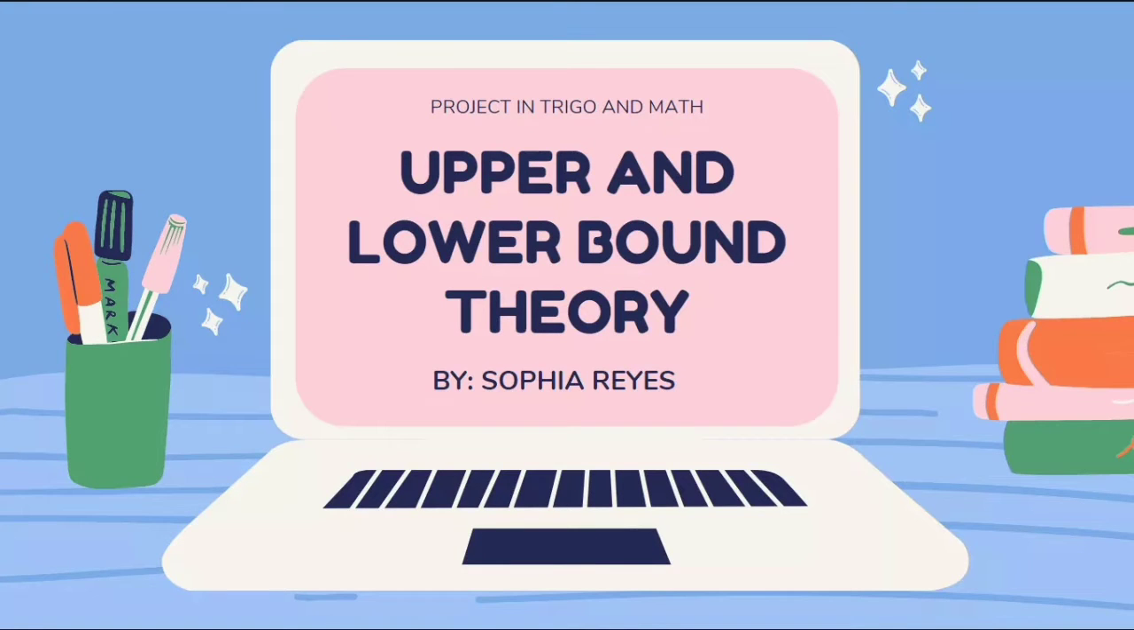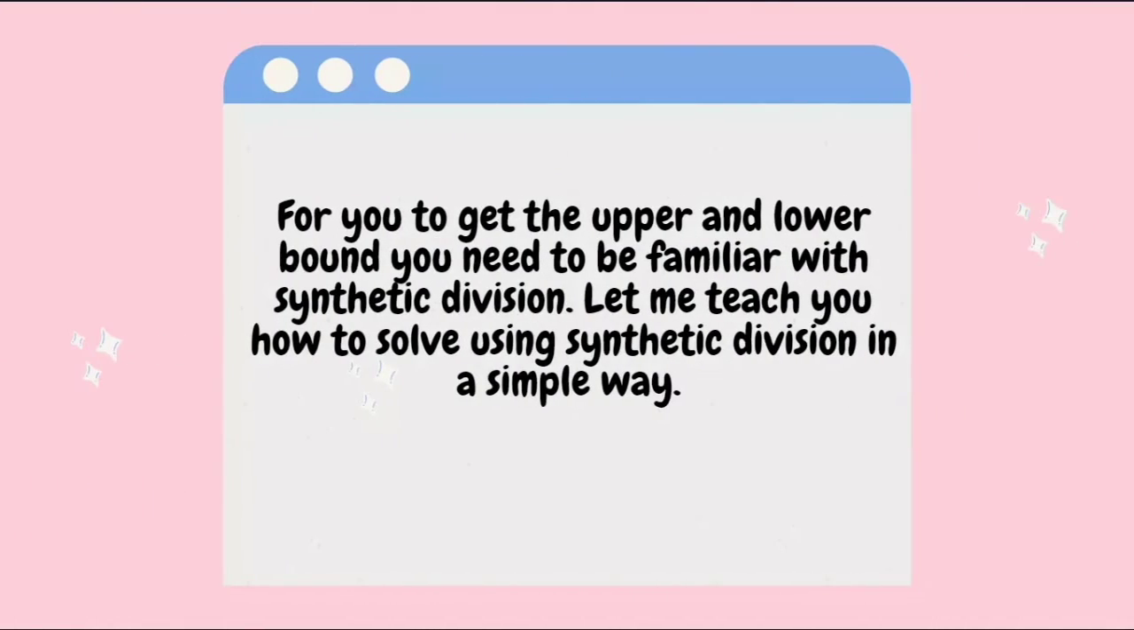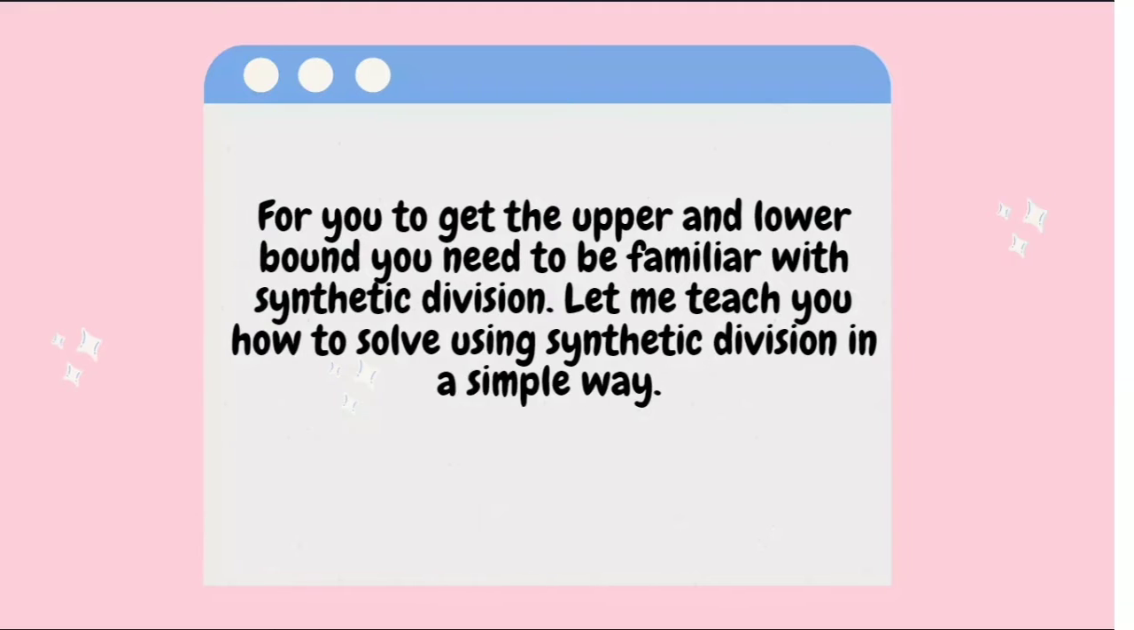The topic I'm going to discuss is about the upper and lower bound theory. Let's first start with finding out what's the lower and upper bound theorem. The upper and lower bound gives a way of narrowing the region containing the possible real zeros to an interval on the number line. For you to get the upper and lower bound, you need to be familiar with the so-called synthetic division. Now let me teach you how to solve using synthetic division in a simple way.